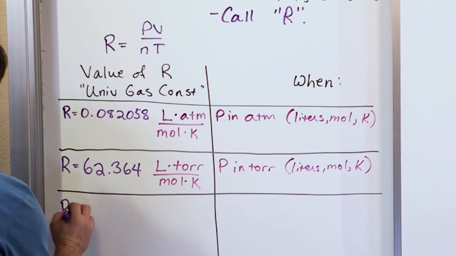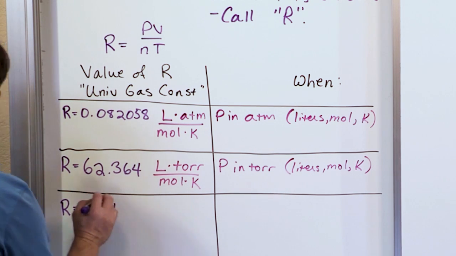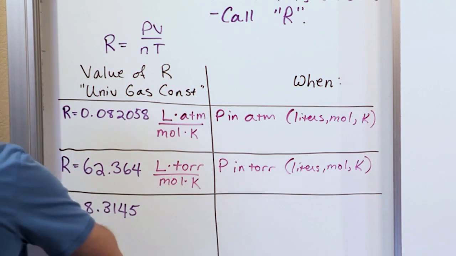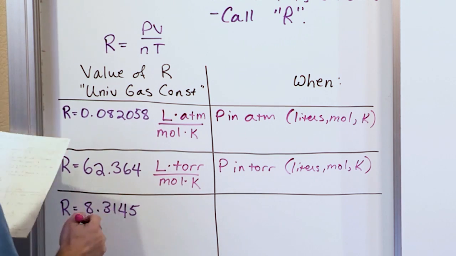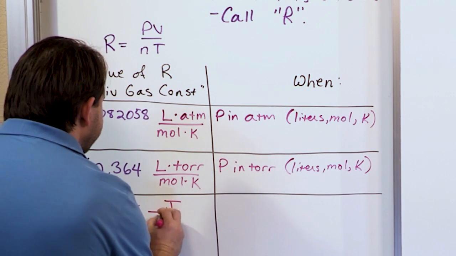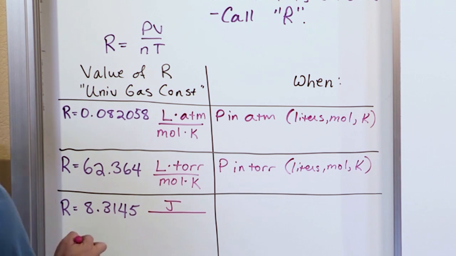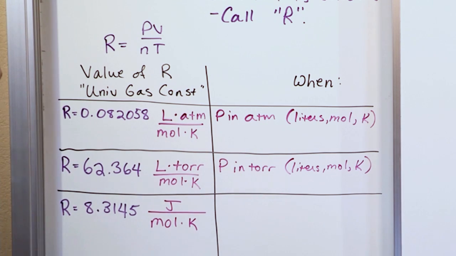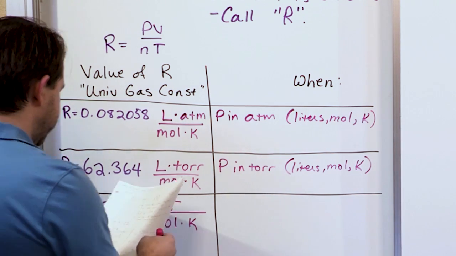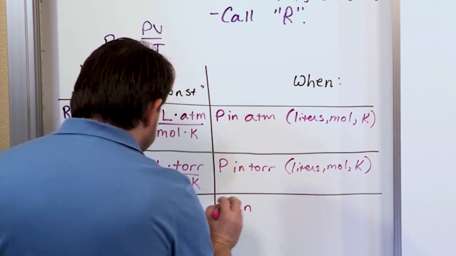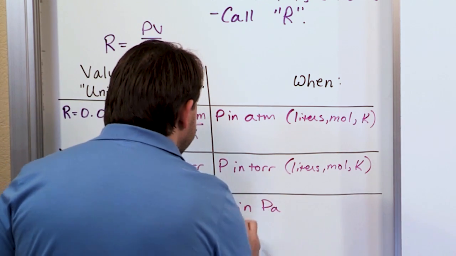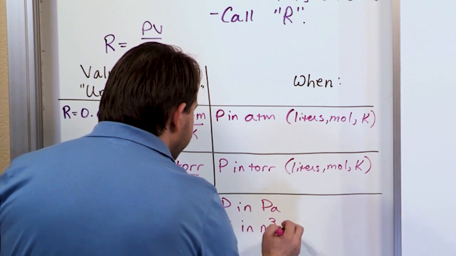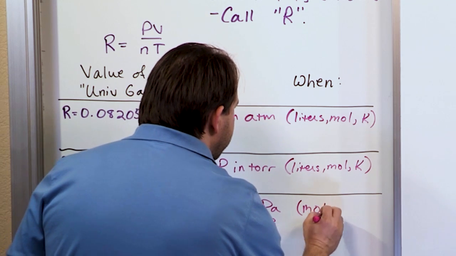R can also take the following value, 8.3145. Now this is going to blow your mind a little bit. The units of R in this case are joules on the top, which is a unit of energy that we learn in physics class. And on the bottom, you still have mole and Kelvin, okay? So the question is, when would you ever use this one? Well, you would use it when the pressure is in pascals, and you would also need to use it when the volume is in cubic meters. And then, of course, you're still using moles and Kelvin.